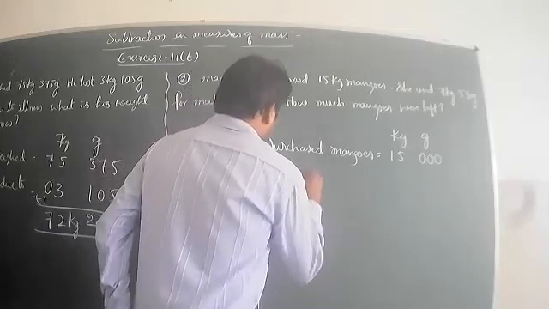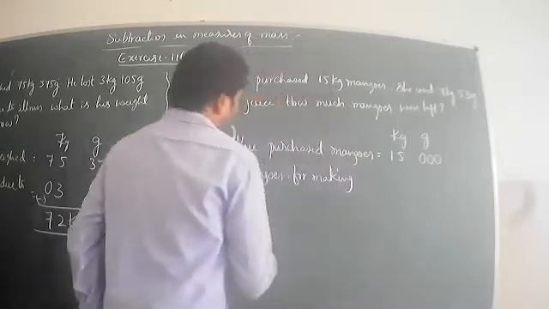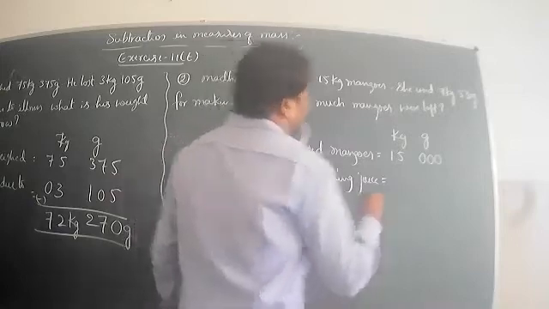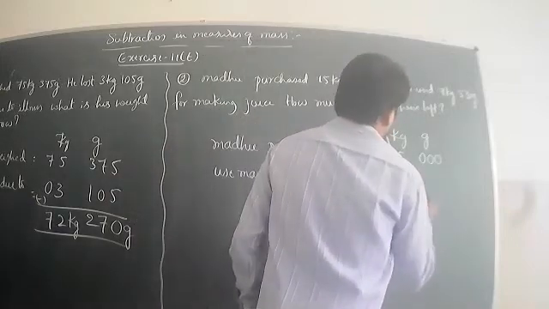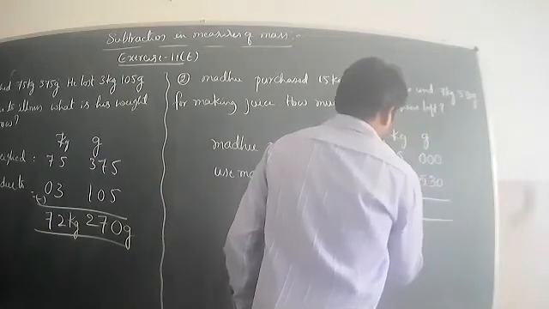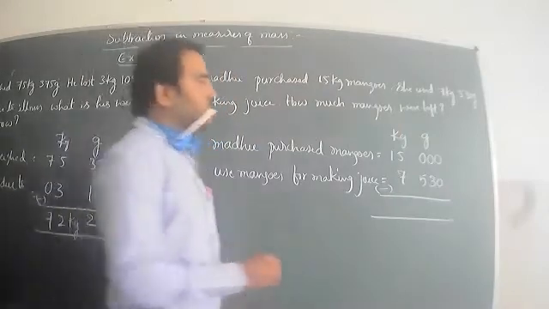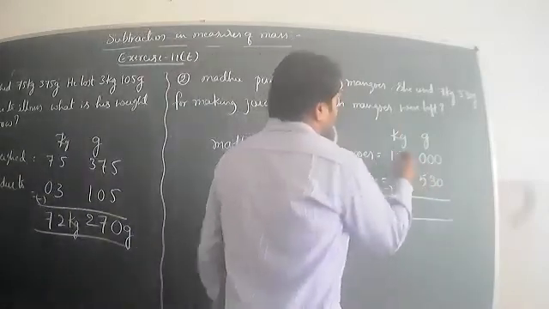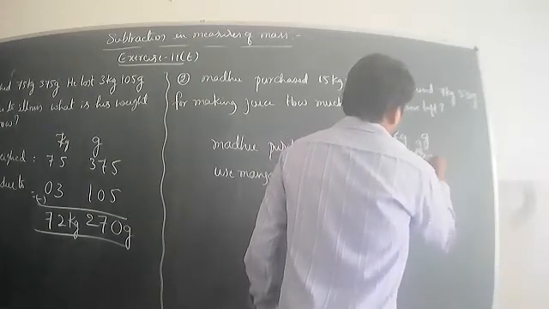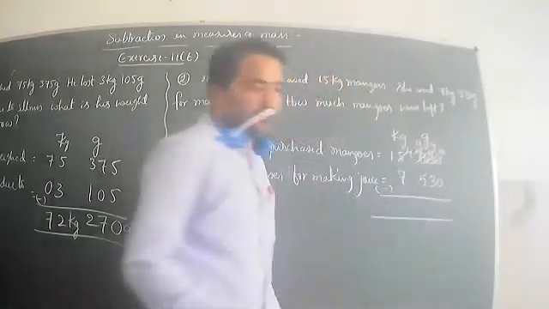Next, she used mangoes for making juice, equal to 7 kg, 530 grams. Now find out the answer, subtract. 0 is not less, so carry.